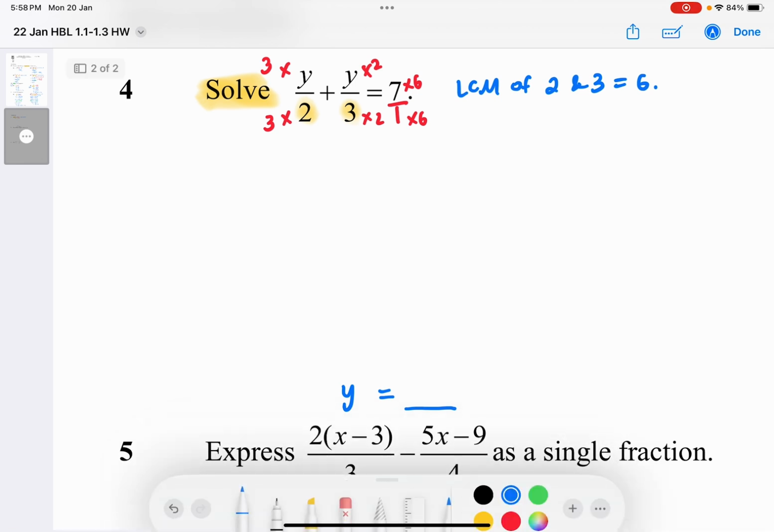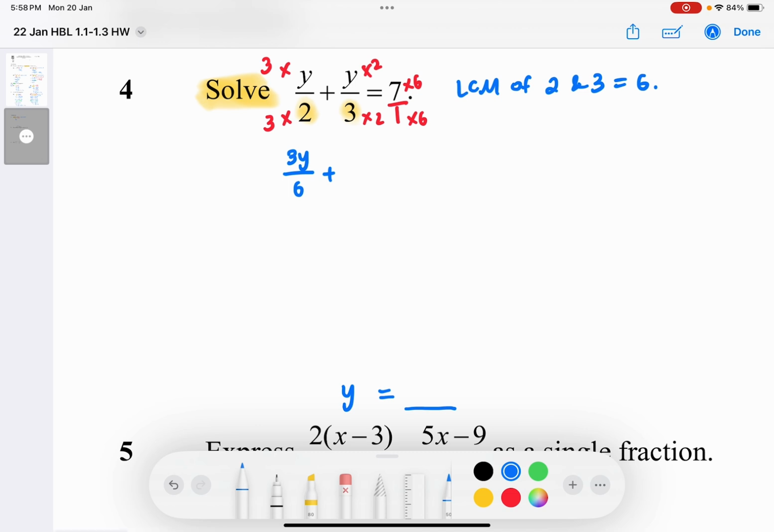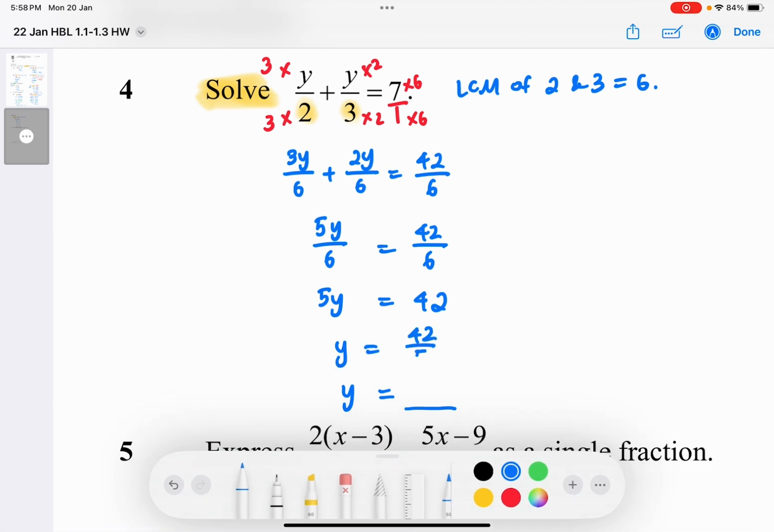I'll just make all of them have the same denominator. So the first fraction becomes 3y over 6. Second fraction becomes 2y over 6. And the right hand side becomes 7 times 6 is 42 over 6. Now on the left, I can combine these two into a single fraction because they have the same denominator. So 3y plus 2y gives me 5y over 6 equals to 42 over 6. Since both sides have the same denominator 6, I can now say that 5y equals to 42, right? And then therefore divide by 5 to give me y equals to 42 over 5, which can be further simplified to 8 and 2 over 5, or 8.4. So this is the answer for question 4.